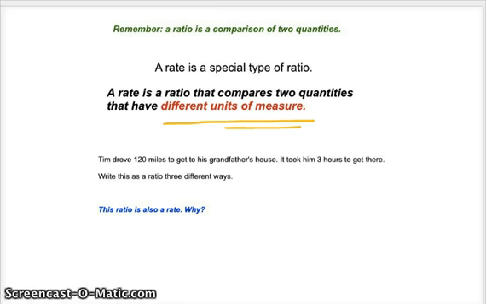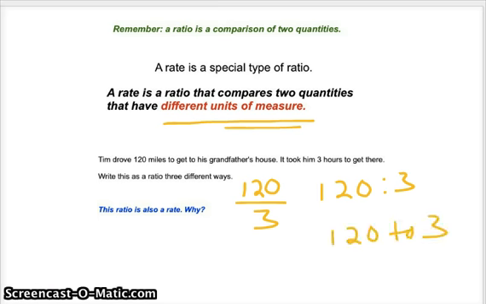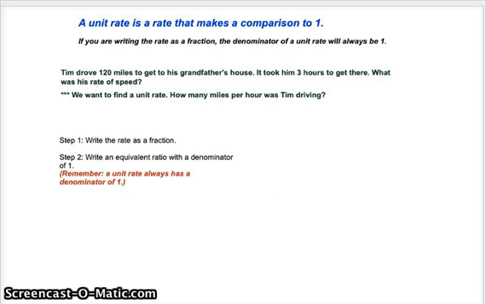So Tim drove 120 miles to get to his grandfather's house. It took him 3 hours to get there. Okay, so we've been talking about ratios. We could write this as a ratio, 120 to 3. We could write it with a colon, 120:3. And we can also write it with the word "to," 120 to 3. So a ratio is a comparison of two quantities. Now this ratio is also a rate, because a rate compares things that have different units of measurement. We're comparing miles to hours.